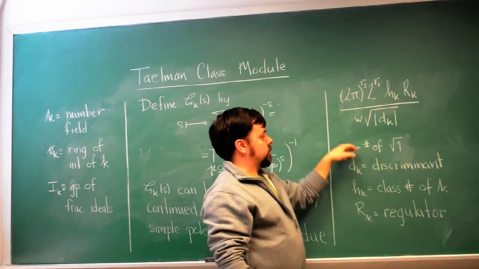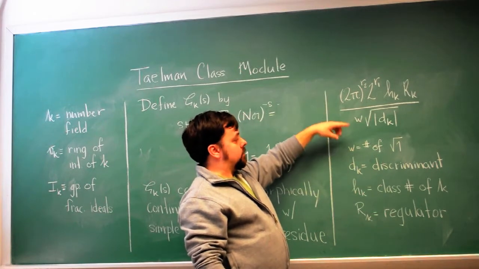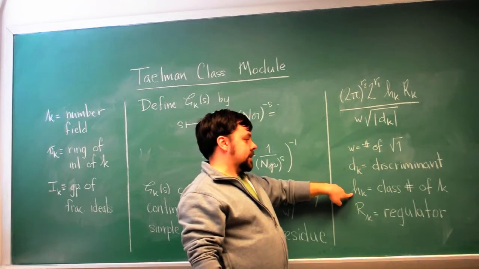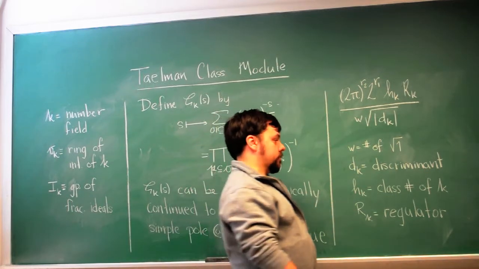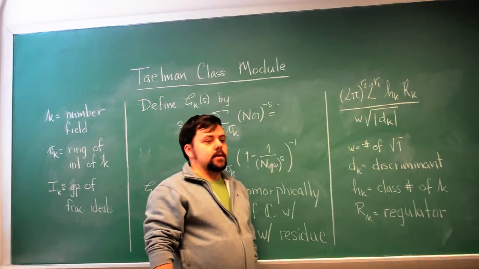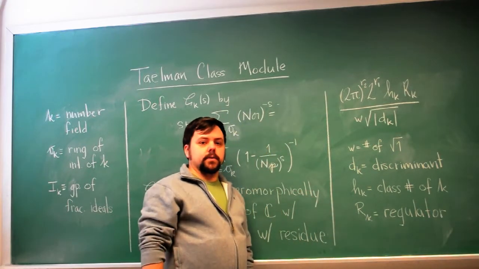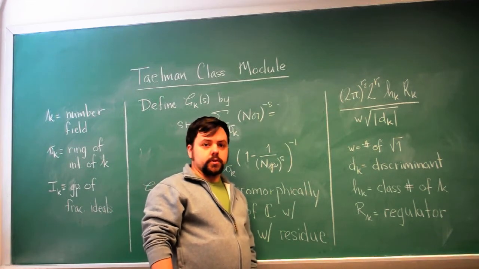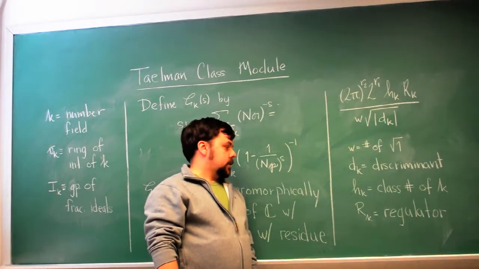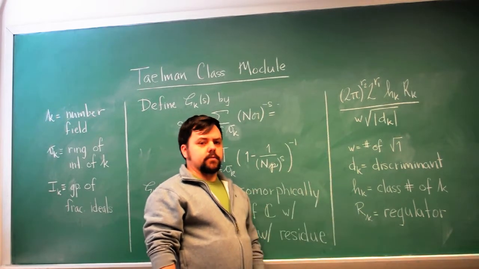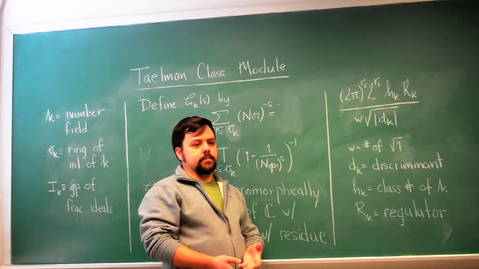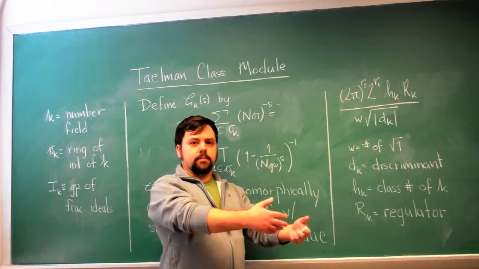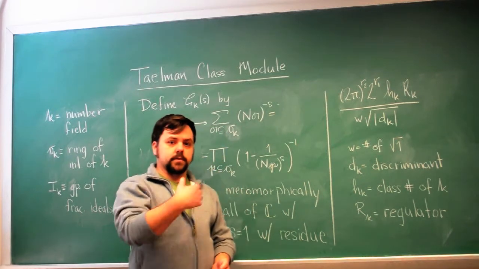And W is the number of roots of unity in K. D sub K is the discriminant of K. H sub K is the class number of K. In other words, it's the order of the group you get by taking all the fractional ideals of K and modding out by the principal ideals of K. H sub K is the order of this group, which always happens to be finite. It's a classical thing. And R sub K is the regulator of K. What R sub K is really measuring is basically the volume of the units if you embed them via a lattice of logarithms into Euclidean space.